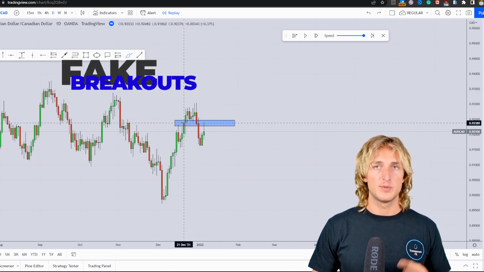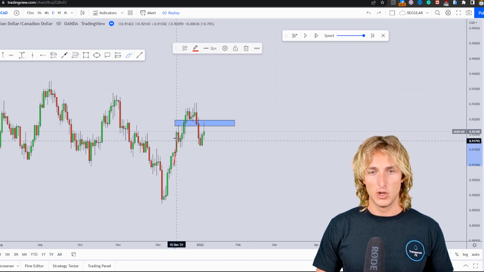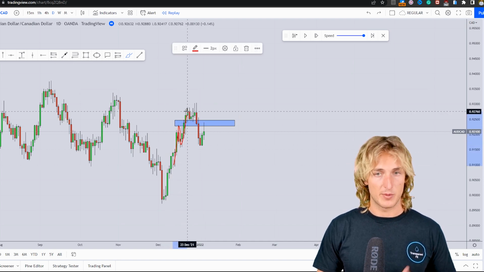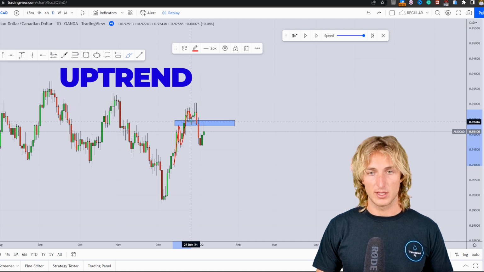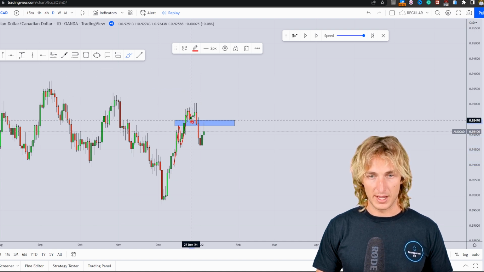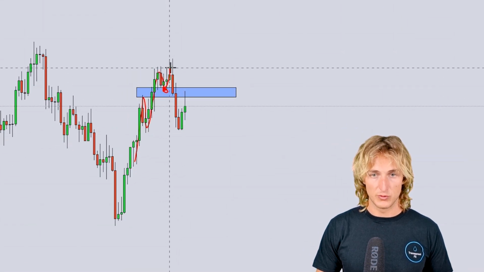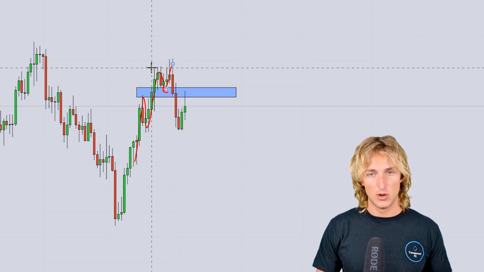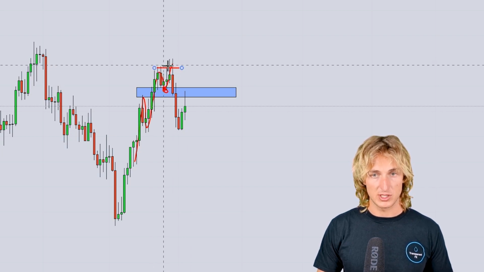Because if you follow the psychology of every retail trader, what they will see is first that the market is in an uptrend. So once the market creates this bottom here, they will start buying. The market then creates this move to the upside, they will start buying again once the market breaks above the previous high.